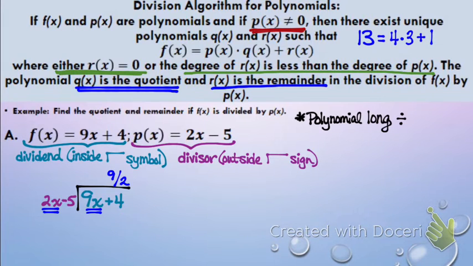So I have to take 9 over 2 times 2x, which would give me 9x. And then I also have to distribute it here to this negative 5. 9 over 2 times negative 5. I can do that one in my head a whole lot faster than 4.5. 9 times 5? 45. So negative 45 over 2.